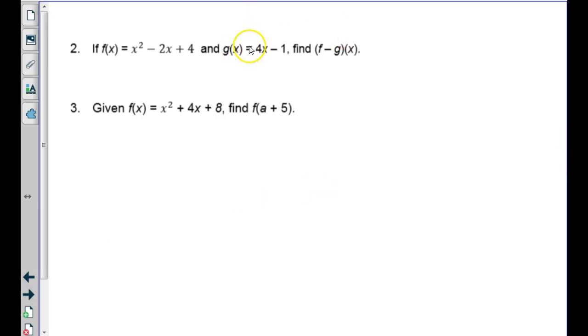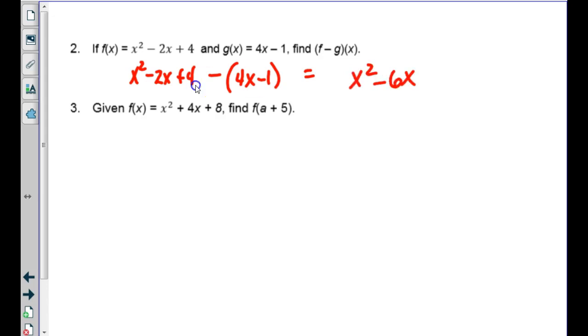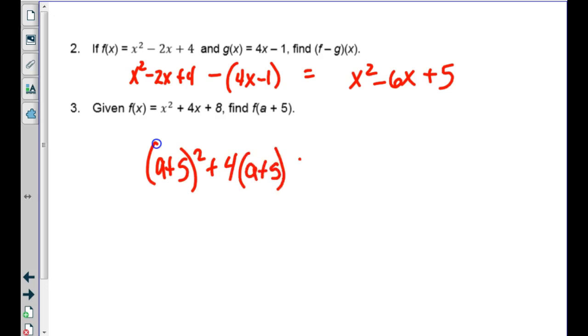What is number 2 asking you to do? Take the f function, sorry, and subtract the g function, which would require you to distribute the negative, right? So you'd end up with an x squared, a minus 6x. 4 minus negative 1 would be 5, I think. This is substitute in. You'd have to FOIL it out and simplify. I'm not going there unless someone needs me to.